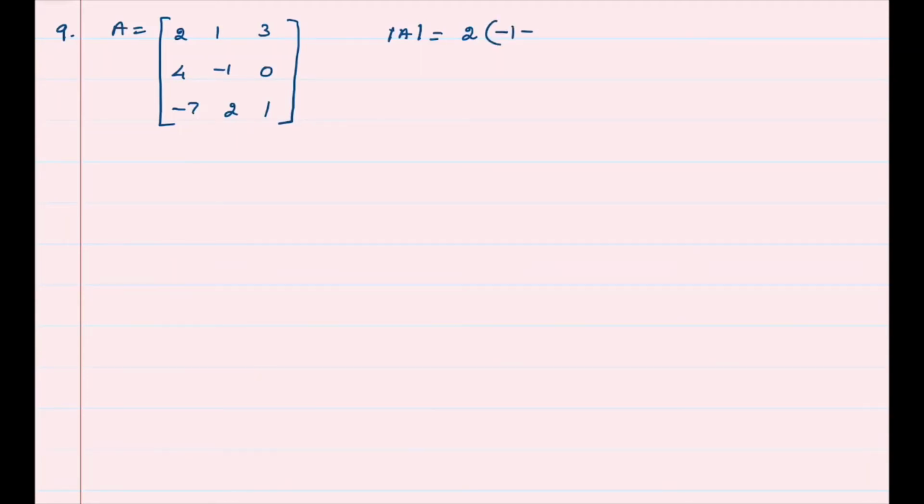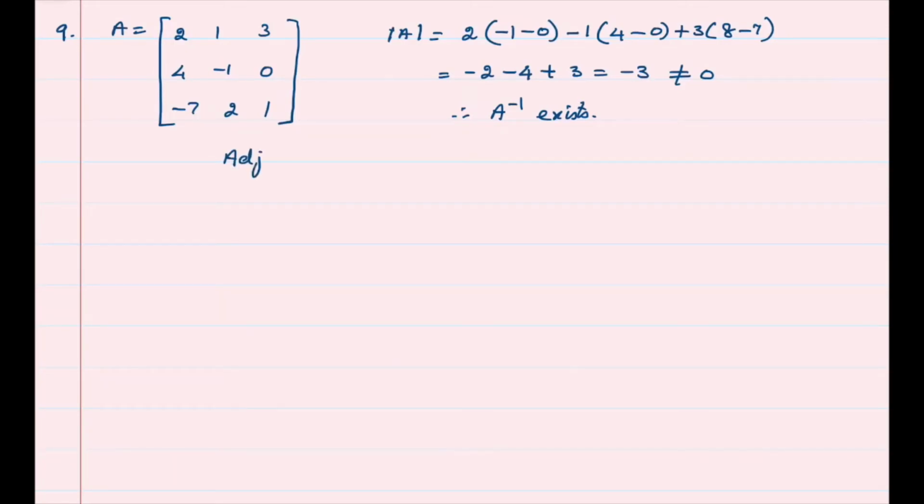Question 9. We will take the given matrix as A. The determinant value of A matrix is, expanding along the first row, we get 2 times minus 1 minus 0, middle term gets a negative sign, 4 minus 0, plus 3 times 8 minus 7, minus 2 minus 4 plus 3, which is minus 3, not equal to 0. Therefore, A inverse exists.